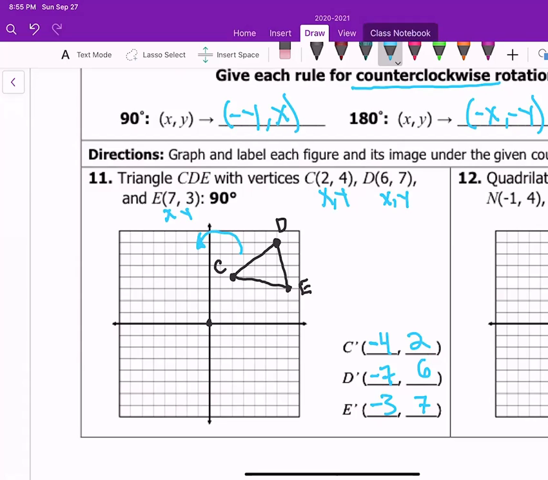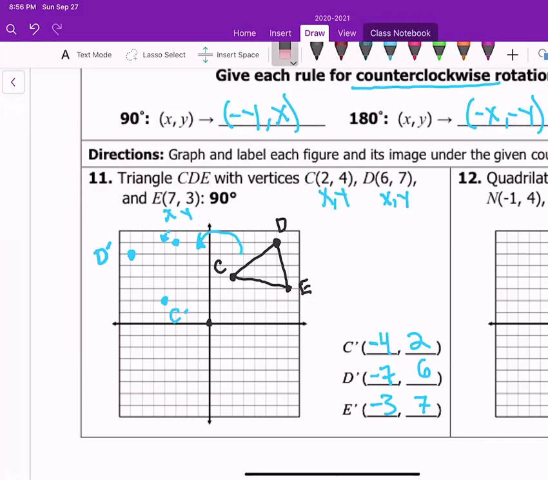So C prime, -4, 2. So 1, 2, 3, 4. 1, 2. This is my C prime, right? Right here. My D prime is -7, 6. So 4, 5, 6, 7. 1, 2, 3, 4, 5, 6. This is my D prime. And then my last one, -3. 1, 2, 3, 7. 1, 2, 3, 4, 5, 6, 7. This is my E prime.